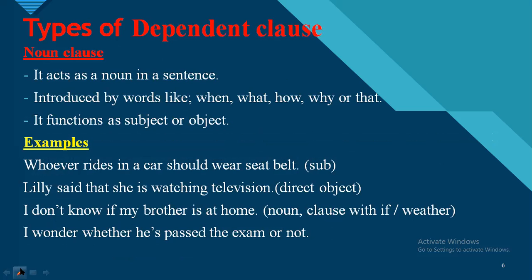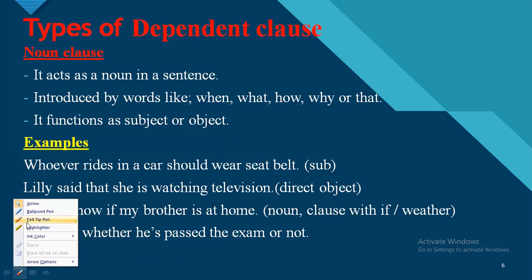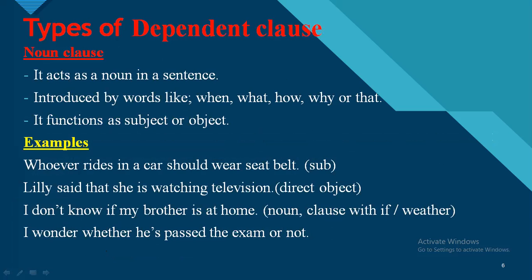So the first type of dependent clause is the noun clause. The noun clause acts as a noun in a sentence. We already know what a noun is; we have read it in the previous class also. It is introduced by words like when, what, how, why, or that, and it functions as a subject or object in a sentence.